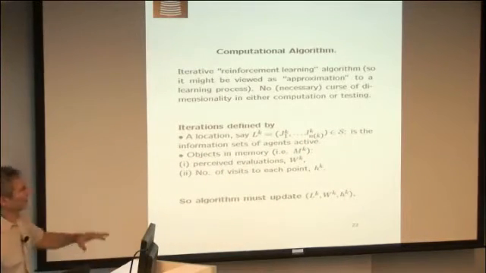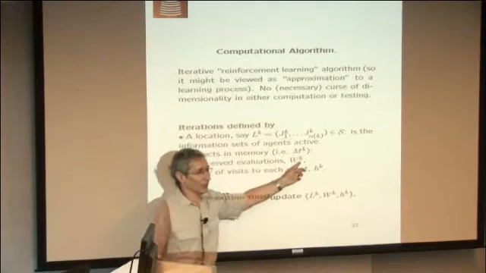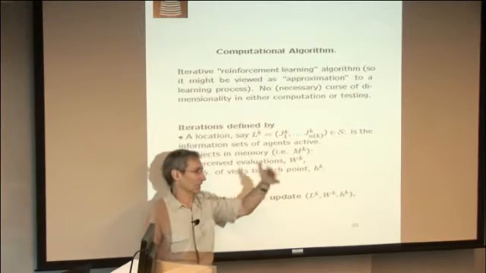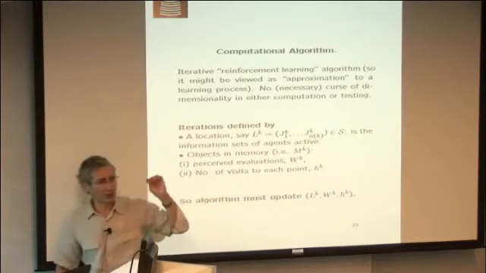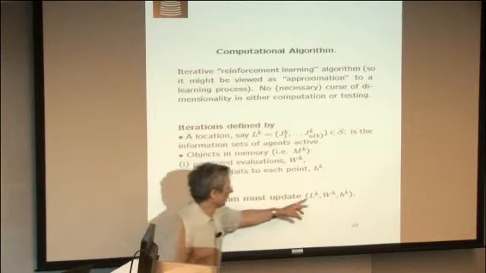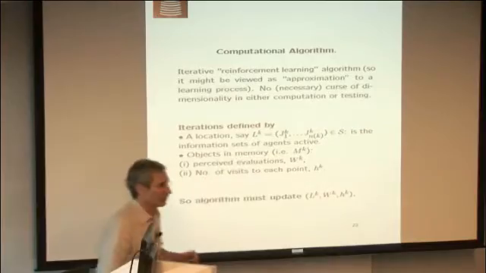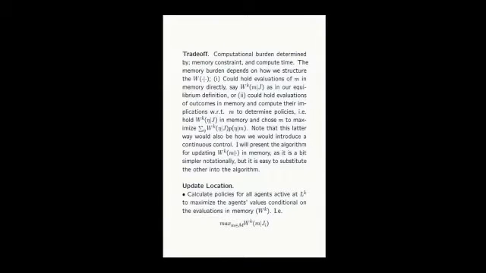I'm going to need stuff in memory that I'm going to update with each iteration. So it's going to be these perceived evaluations, W^K. I'm going to start with some, and then I'm going to update them. And then just the number of times I visited the point, H, because the precision of the estimate will depend on the number of times I visited the point. So the iterative algorithm has to update the location, the W's, and the H's. I'm going to give you an iteration, and a criterion for convergence to an equilibrium. I'm going to skip parts of this.